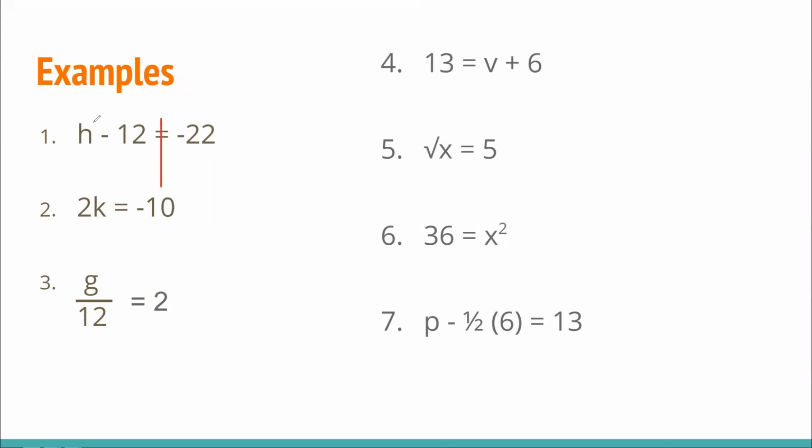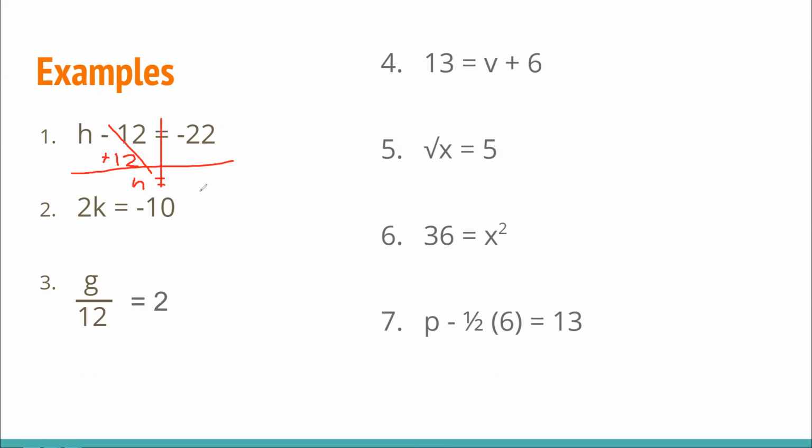I'm looking at the side with my variable. So my variable in this case is h, and I know that this is a subtraction problem, so I'm going to have to be doing addition. I'm going to add 12 because if I had a negative 12 plus 12, that equals 0. H plus 0 gives me just h left over, which is what I want. My goal at the end of these is to get the variable equals some number.